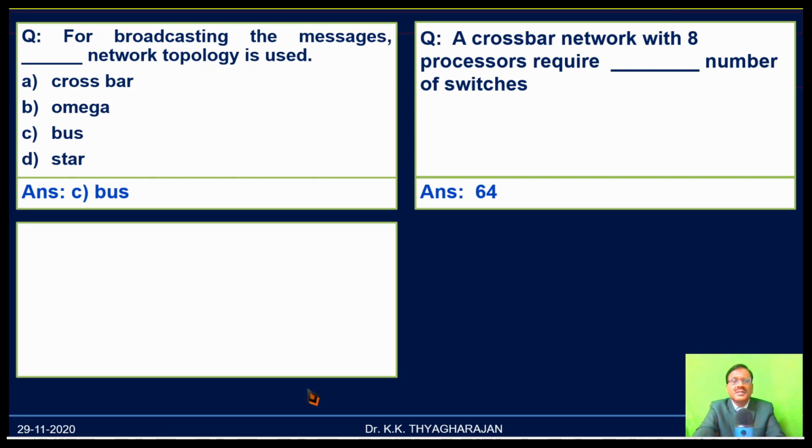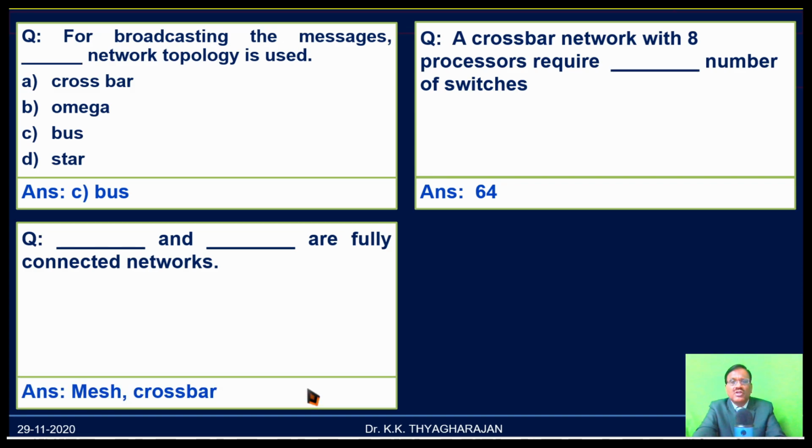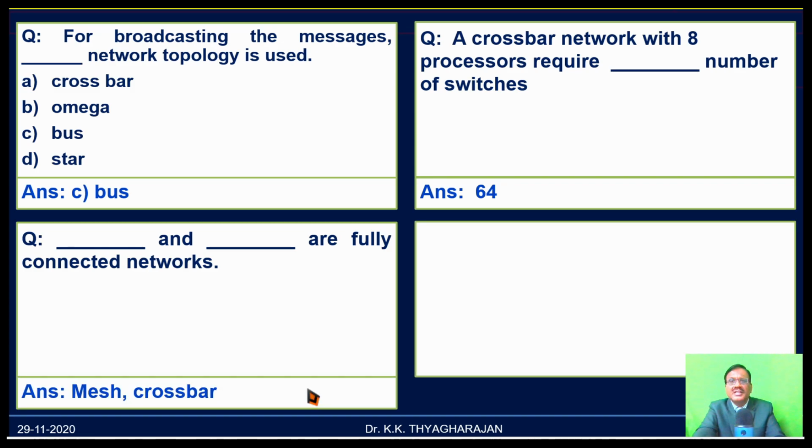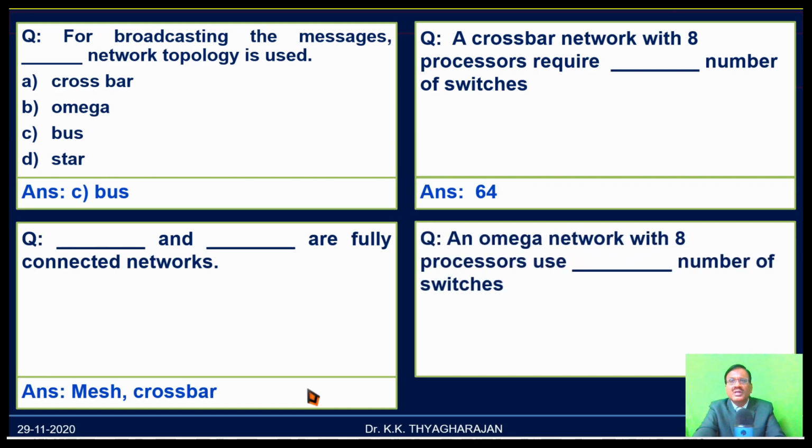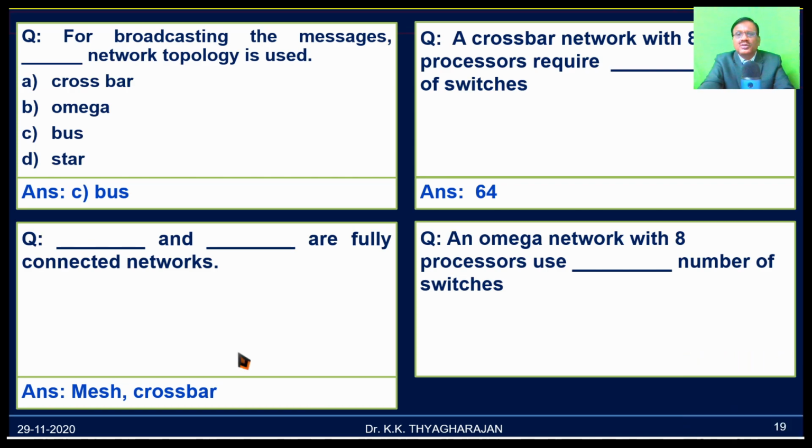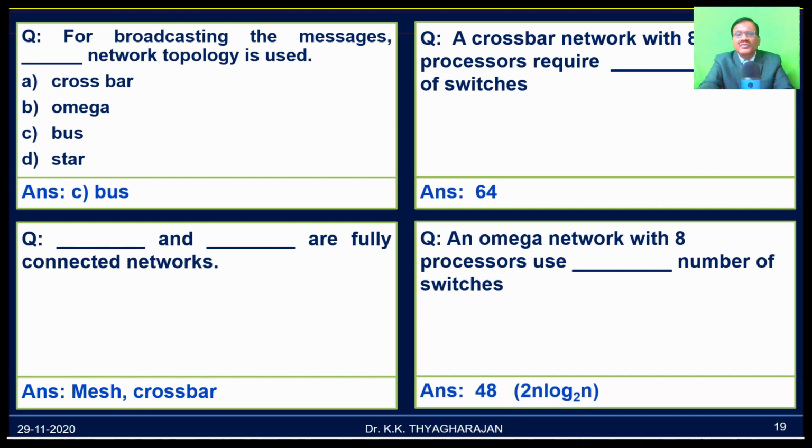The next one is dash and dash are fully connected networks. The answer is mesh and crossbar. Let us see the next one. An Omega network with 8 processors use dash number of switches. We know the formula 2n log n to the base 2. So it is 48. Here n is 8. So 2 into 8 into log 8 to the base 2 is 48.